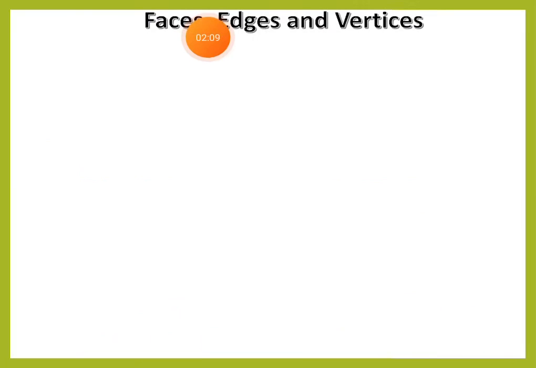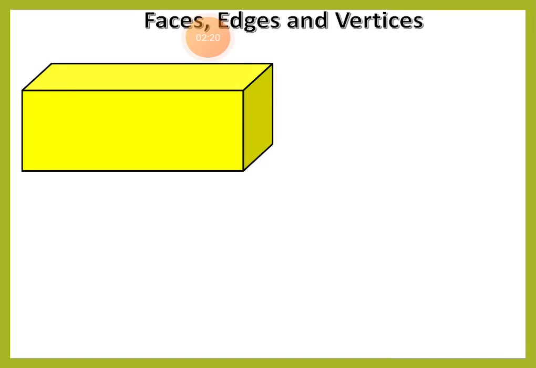Now for all those three-dimensional shapes, we will be discussing their faces, edges and vertices. So let's deal with each of these terms one by one. Look at this figure. As you can see, it is a cuboid. Children, for this we will be finding the number of faces, edges and vertices.